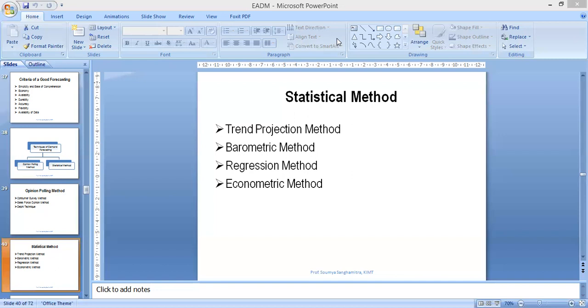Once a relationship is established, we derive the regression equation assuming the relationship to be linear. The equation will be of the form y equals a plus bx. There could also be a curvilinear relationship between dependent and independent variable. Then once the regression equation is derived, the value of y, that is quantity demanded, can be established for any given value of x.